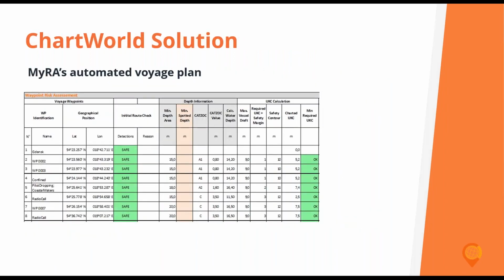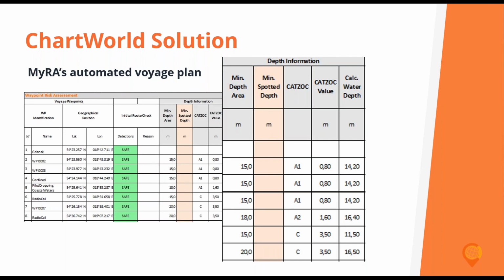Again, we come to the automated voyage plan, and we see here again we have this minimum depth area. We have the CATZOC value, and correspondingly to that, we have the occurrency, which results then in the calculated water depth. Easy to see, we consider here in the voyage plan the vertical CATZOC value, but not the horizontal CATZOC value. Why do we not consider the horizontal CATZOC value?